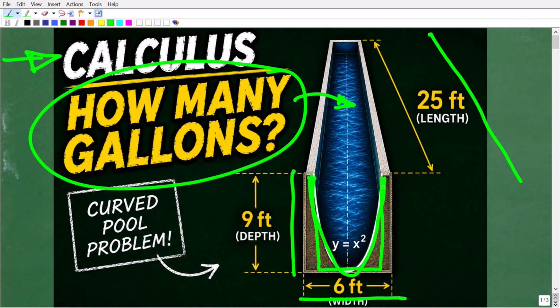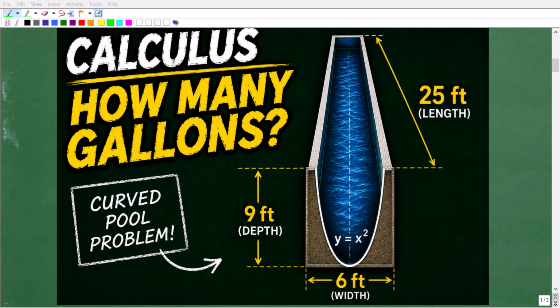Now, this is exactly the type of problem calculus is designed to help us solve, because what we need to do here is calculate the area of the cross-section of the pool and then multiply it by the length to calculate the volume of the pool, and then finding how many gallons of water it holds will be very easy. And we can't do this with regular math. But even if you've never taken calculus before, stick with me, because I'm going to show you exactly how calculus works with very simple math.